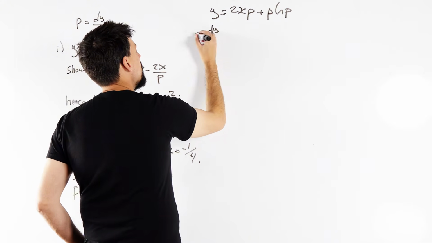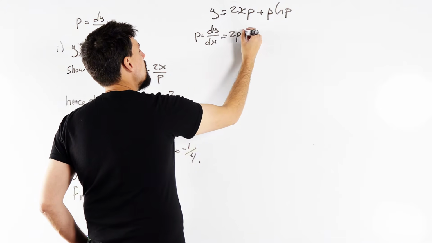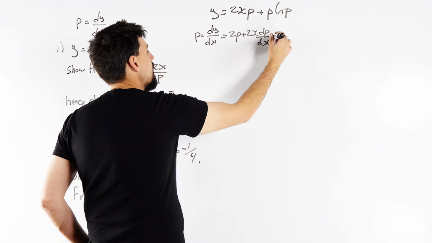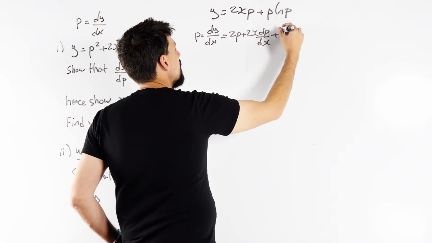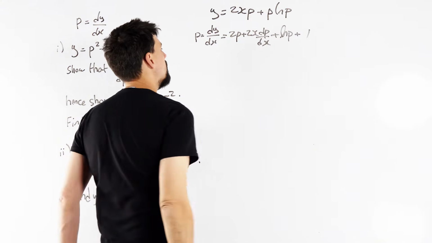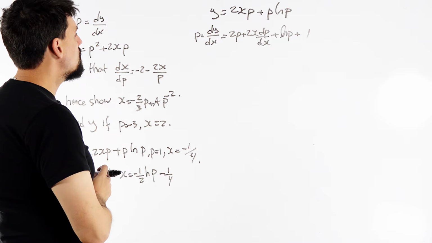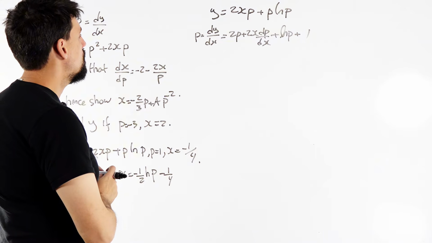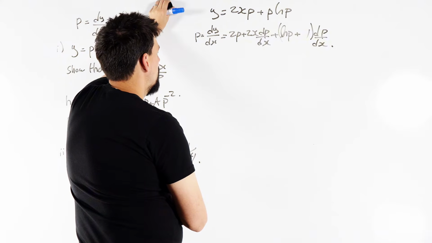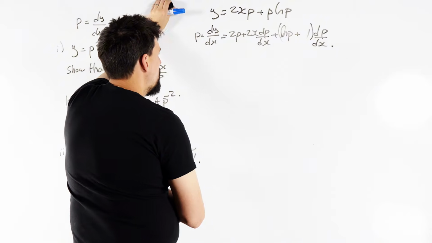So p, which is dy/dx, is 2p plus 2x dp/dx plus ln p plus 1, using my product rule. Now that's not as much fun as you might think, but it's doable. Now, is there a nice way to do this? How about?